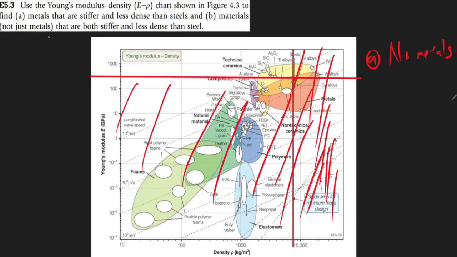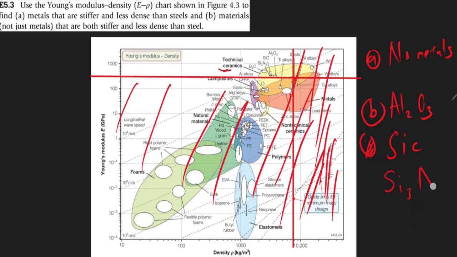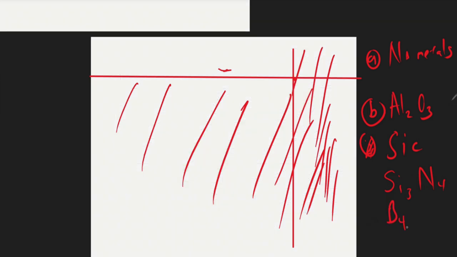Then for B, it says not just metals, any material that is both stiffer and less dense than steel. So since we are looking for any material at all, you can see most materials that are stiffer and less dense than steel are what? Technical ceramics. So for B, our answer is what? First we have alumina, Al2O3. And we have silicon carbide, SiC. Then we have silicon nitride, Si3N4. Then which other material? We have boron carbide.